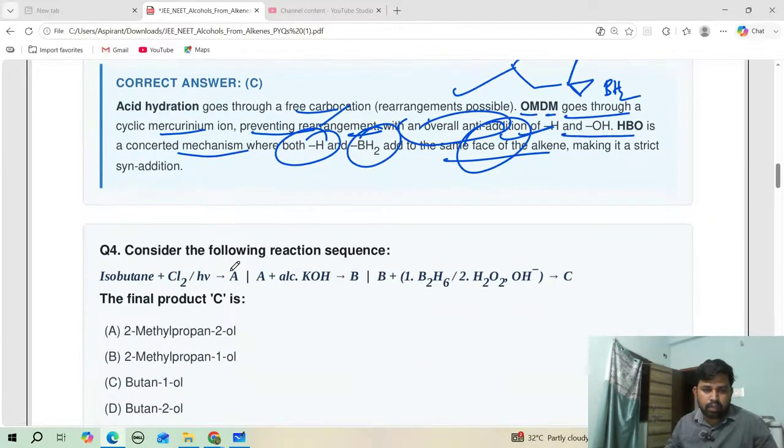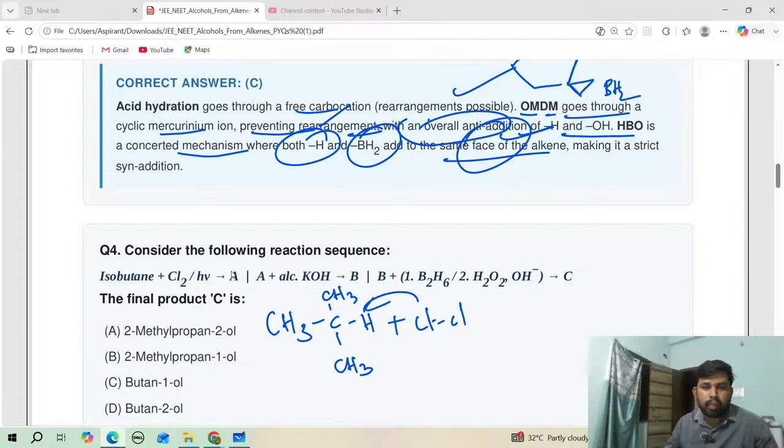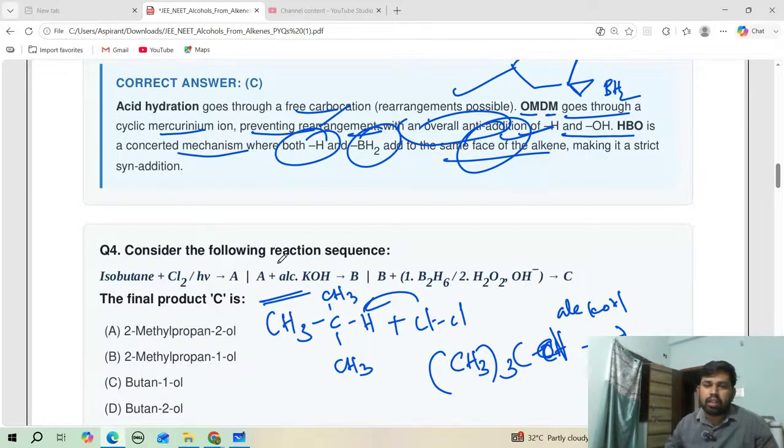Next one, what they have given: isobutane and Cl2. Isobutane means CH3, single bond CH, CH3, CH3. For this one they are adding Cl, so Cl comes here. Later, an elimination reaction takes place with alcoholic KOH, they are adding chlorine and then alcoholic KOH. Elimination will take place, and they will get this structure, CH3, C double bond CH2, CH3.